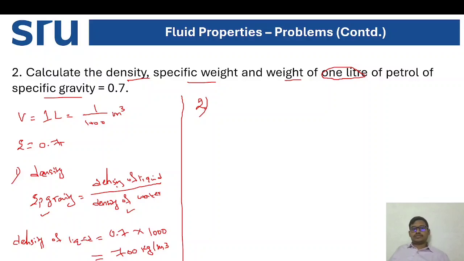Now second one is specific weight. So first one density we got, second one is specific weight. Specific weight is equal to, as we know, W is equal to rho into g. Now specific weight is equal to 700 into 9.81. So W is equal to 6867 newton per meter cube.